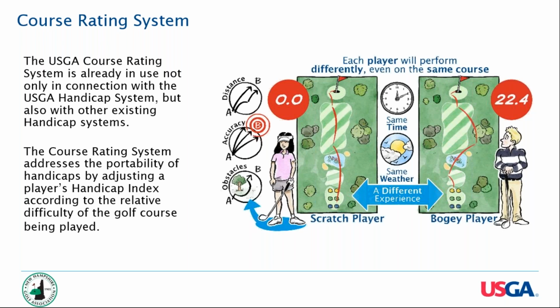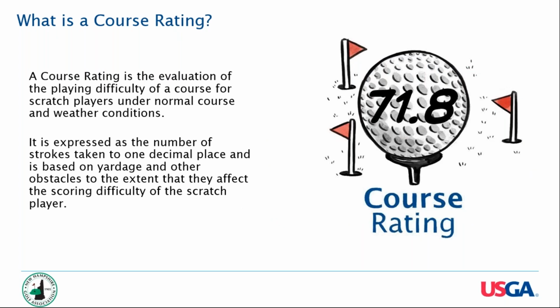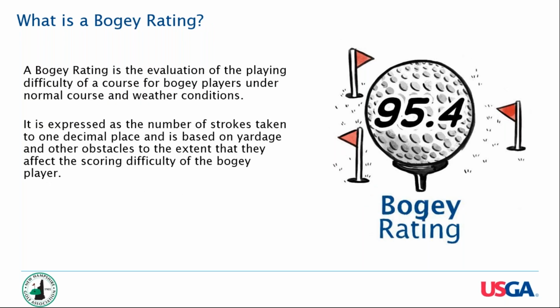We're just going to go through the course rating system very briefly here. So a course rating is the evaluation of the playing difficulty of a course for scratch golfers under normal course and weather conditions. All right, so it is the evaluation of the difficulty of a course for a scratch golfer. And then we get a bogey rating. So when the course rating team goes out there, we're gathering data for the scratch rating and a bogey rating.